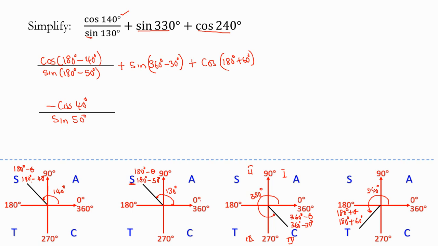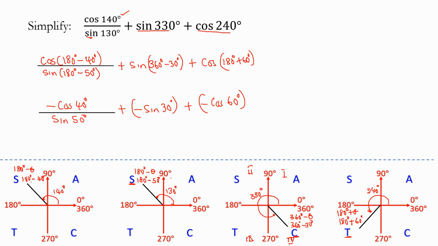We're done with this fraction part. And then plus sine of 360 minus 30, which is in the fourth quadrant. Only cos is positive here, so it's going to be negative sine 30 degrees. And then plus cos of 180 degrees plus 60, which is in the third quadrant, where only tan is positive, so this is also negative cos 60 degrees. We're almost there.